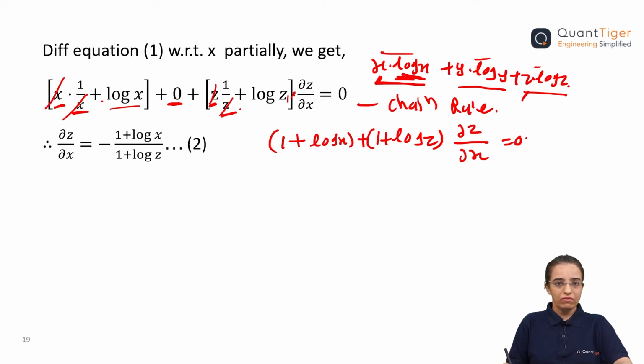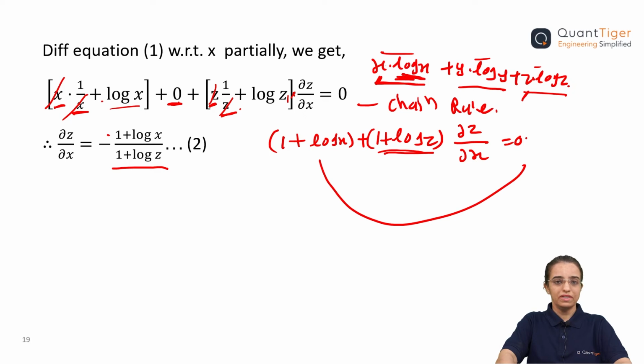Now I want to find the value of del z by del x, so I will simply rearrange this equation. I will take this term to the right hand side. And since this is in multiplication with del z by del x, the other bracket will go in the denominator. So I will get the value of del z by del x, which is nothing but minus 1 plus log x upon 1 plus log z. I will call it equation 2 because I will be using this value to substitute in equation 1.